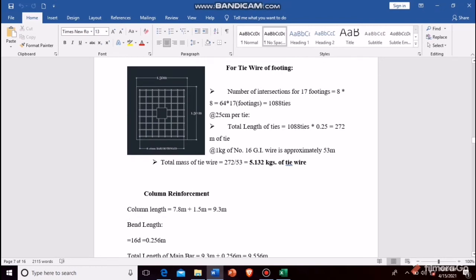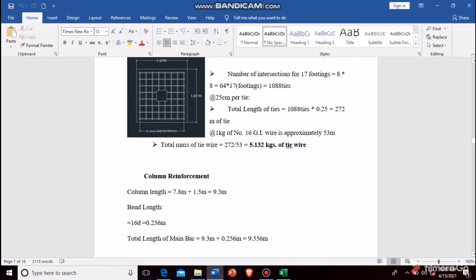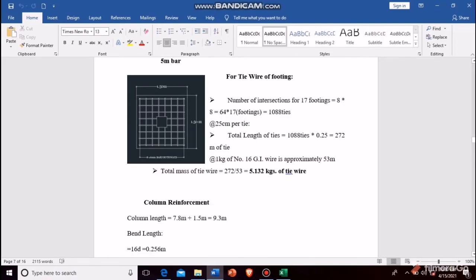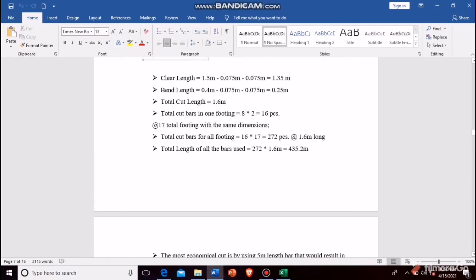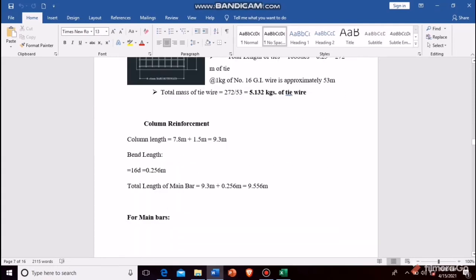So for the column, length is 7.8 meters based on the drawing in the previous part. The column length is 7.8 plus 1.5 and 1.5 excavated in the foundation plan, that is 9.3 meters. And the bend length is 16D, and that is 0.256 meters. Total length of main bar is 9.3 plus 0.256 equals 9.556.